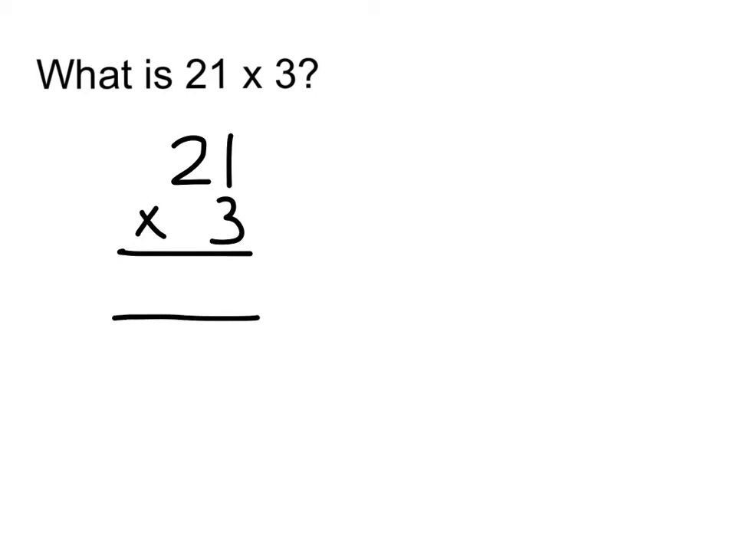Now I just times 3 by each of the digits in 21. So 3 times 1 is 3. Put that underneath the 1. 3 times 2 is 6. So this answer becomes 63.